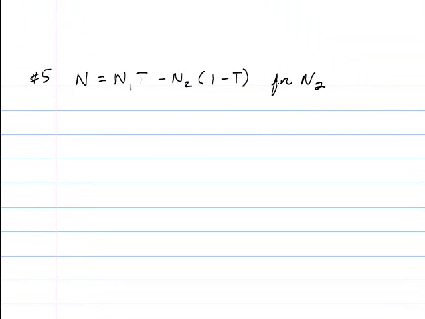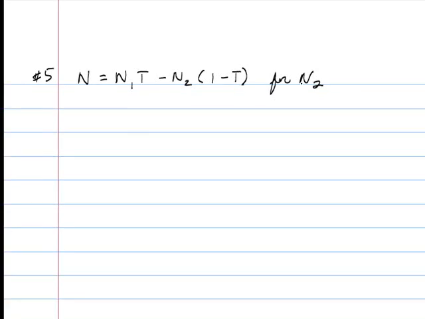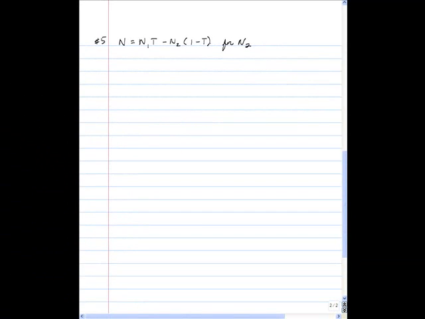Step 2 says get the objective variable out of the grouping symbol. This time we're solving for n2, not for t. n2 is not in the grouping symbol. To get n2 out, we would distribute if n2 was in there, but don't distribute. n2 is not in the grouping symbol. Just go on to step 3.